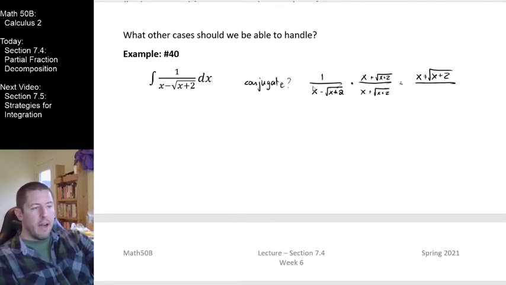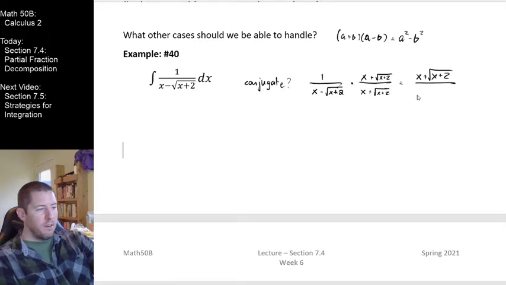But in the denominator, remember that a plus b times a minus b gives us a squared minus b squared. So the individual squares of the two terms with the minus sign between them. The individual squares of the terms here are x squared as the individual square of the first, and the individual square of the second is just x plus 2, right?